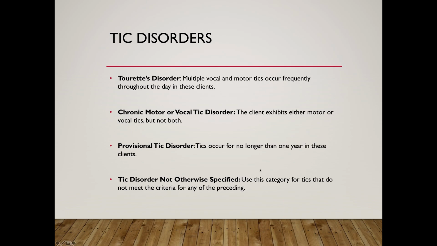Our tic disorders, Tourette's. So there are a lot of these, but they're pretty easy to understand. Tourette's, multiple vocal and motor tics. So a vocal tic would be someone who is saying something or making a noise and it's out of their control. It just might be a chirp like boop, boop, throughout the day. Motor tics, this is the face twitching, shoulder jerking, things like that. They have both vocal and motor. Chronic motor or chronic vocal tic disorder is one or the other.